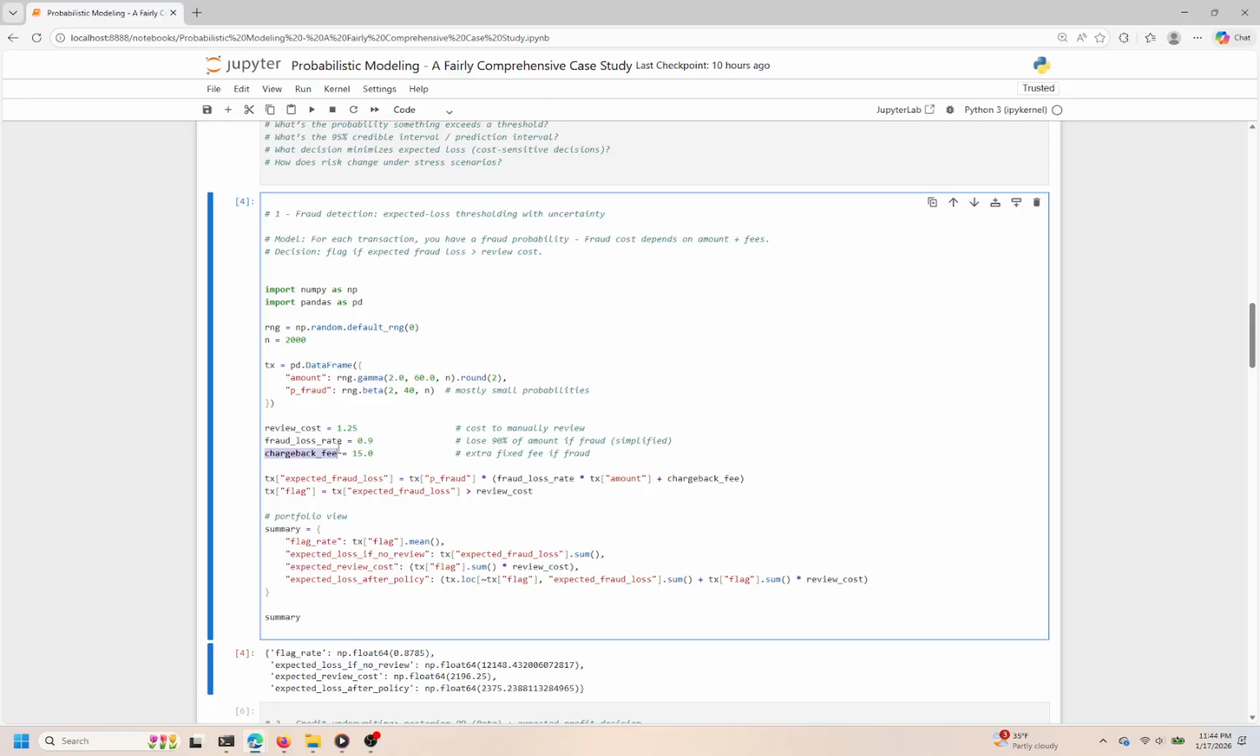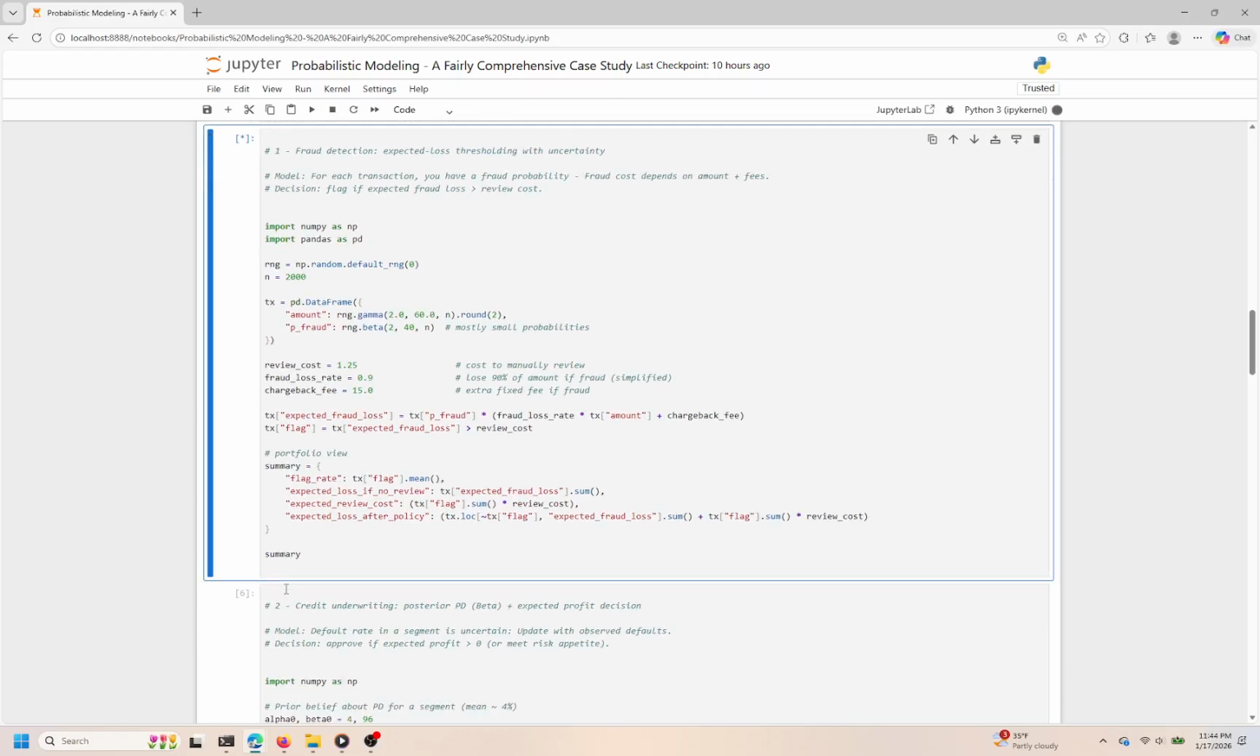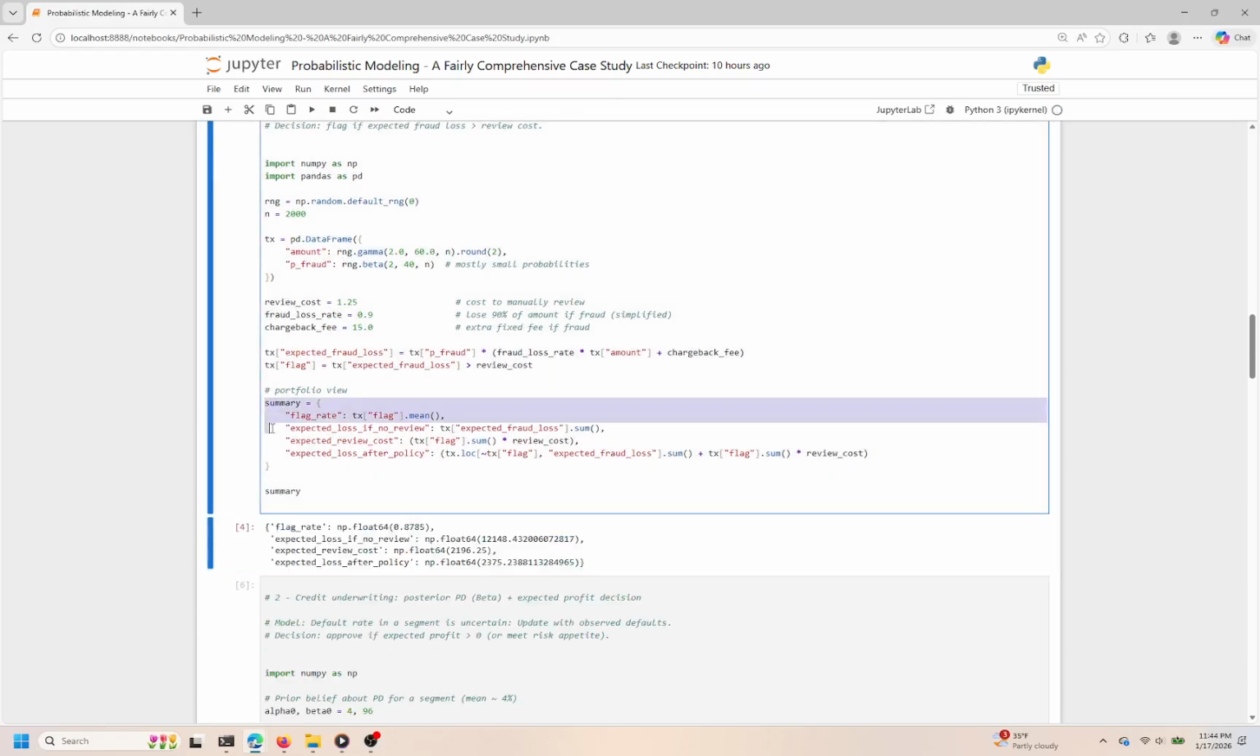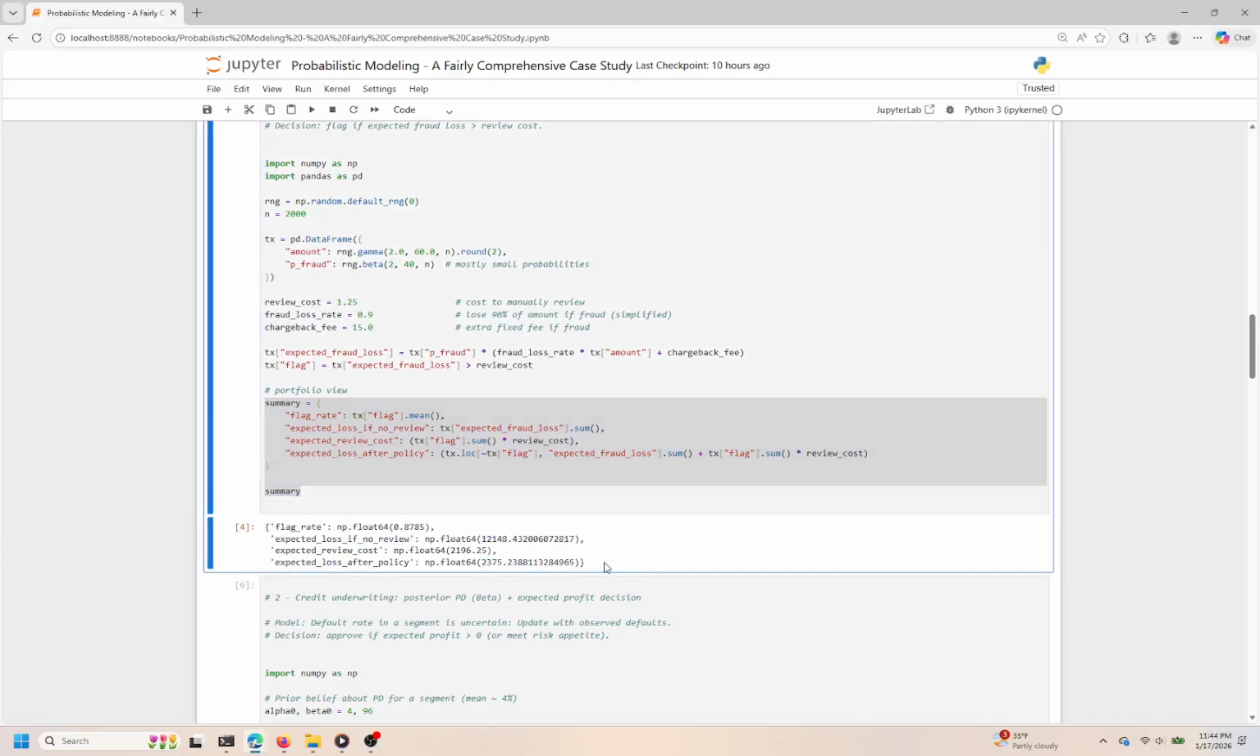Moving on to the summary statistics, we gather insights into our portfolio of transactions. We calculate the rate at which transactions are flagged, the total expected loss if no reviews are performed, and the potential costs associated with the flagged transactions. Finally, we look at the expected losses after implementing our policy, giving us a clear picture of both risks and costs involved. As we wrap up this cell, it's important to keep in mind the assumptions made in our model, such as the fixed nature of the review cost and fraud loss rate. In the next cell, we'll likely explore how these variables can be fine-tuned, perhaps integrating real-world data to enhance our model further and assess its practical implications.